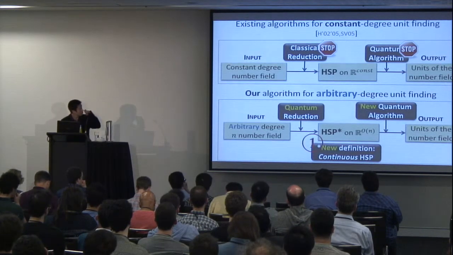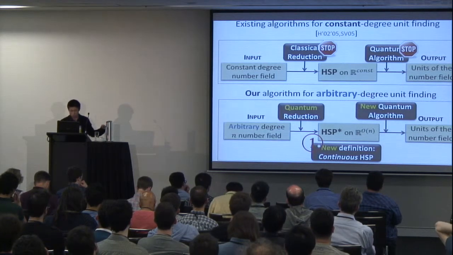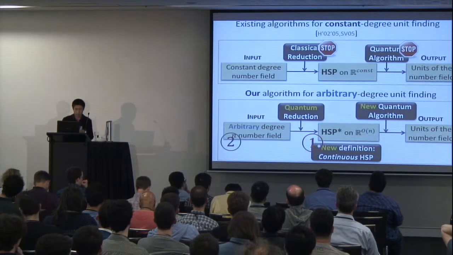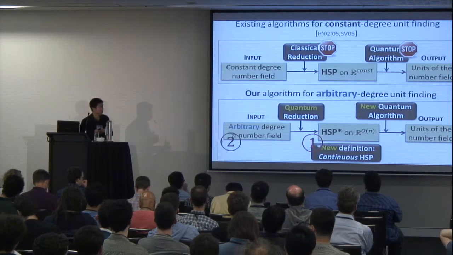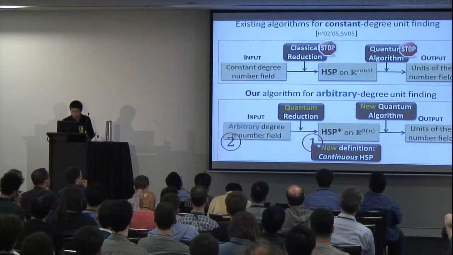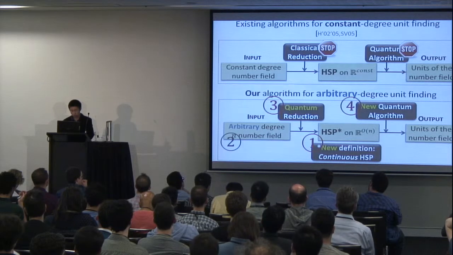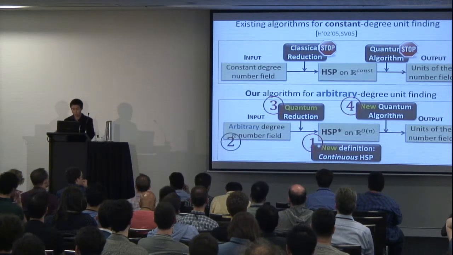So I'll first introduce our new continuous HSP definition, and then I'll explain some basics about number fields and tell you what the problem of unit finding is all about. And then I'll show you how our quantum reduction works and how to solve the HSP instance.